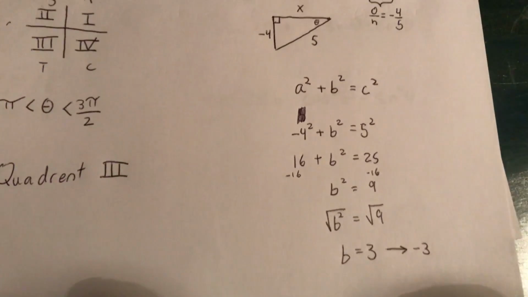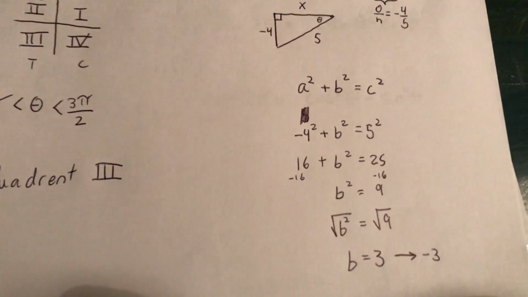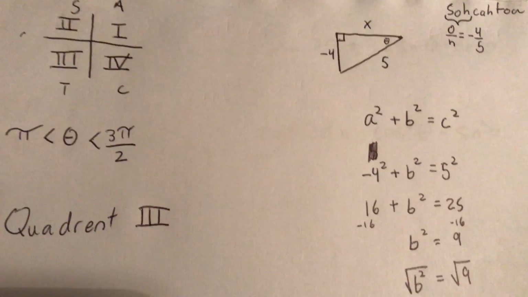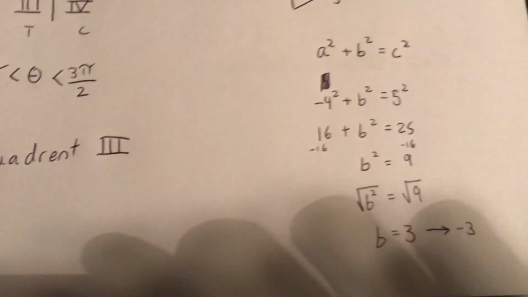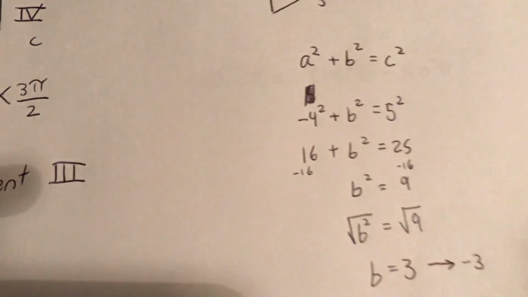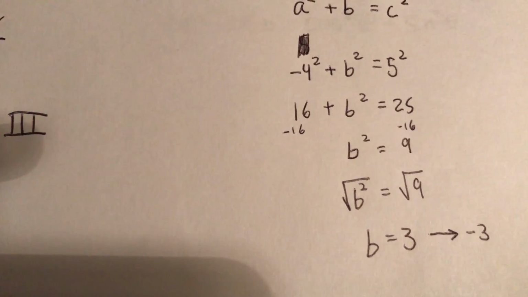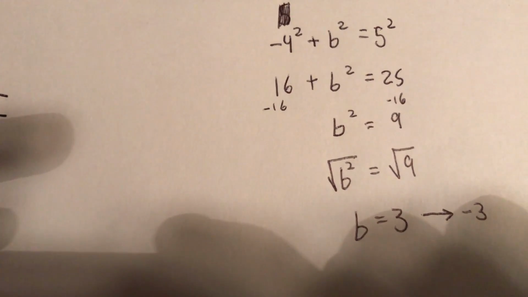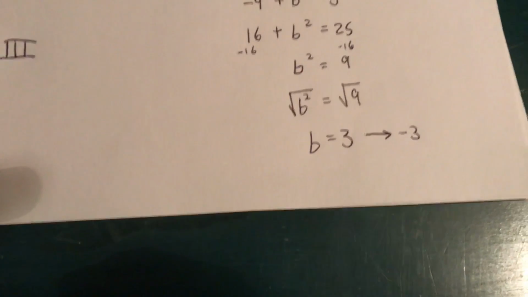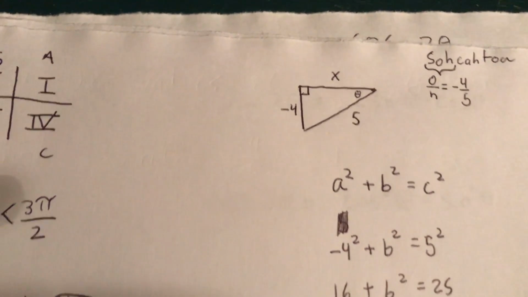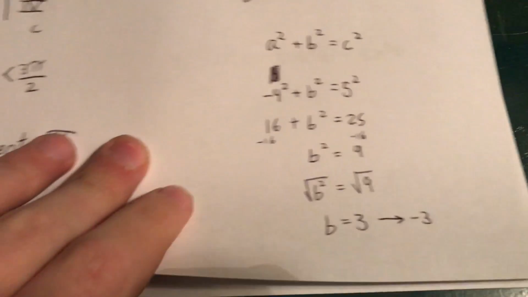Alright, next you would use the Pythagorean theorem to find x on the triangle. You would square 4 and 5 and then subtract 16 from 25 in order to find the missing side, because the missing side is not the hypotenuse. So b squared would equal 9, and you square root both sides, and b becomes 3. But since the triangle is in the third quadrant, it would have to be a -3.